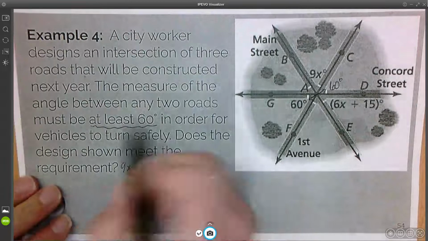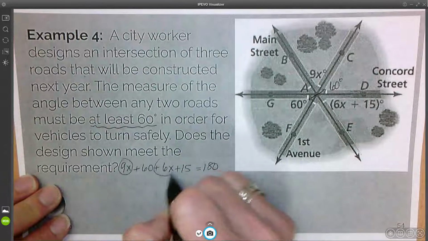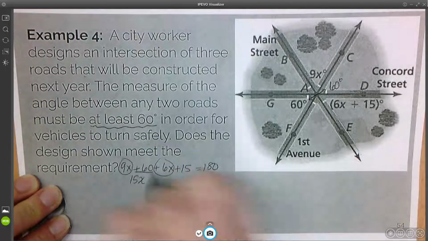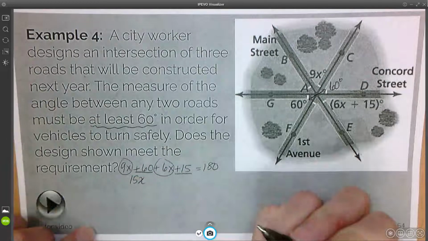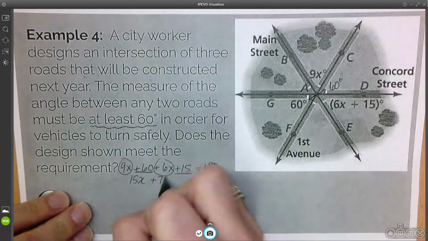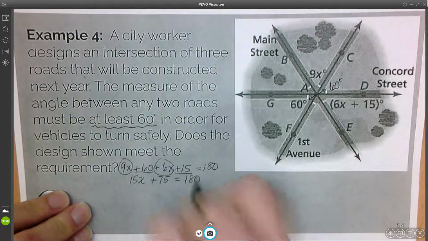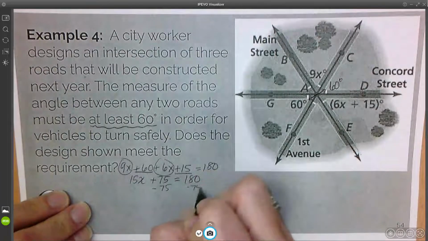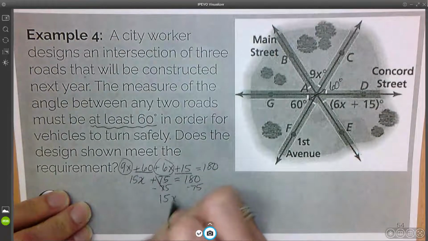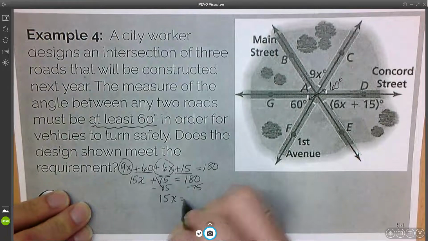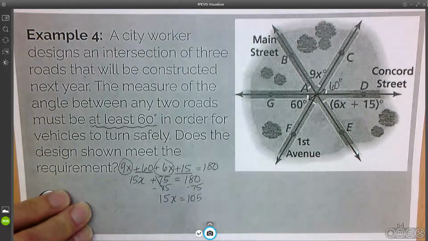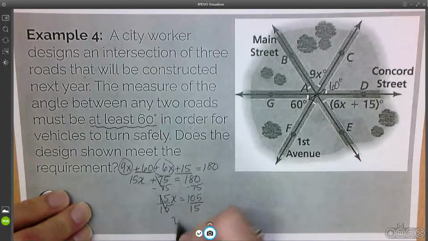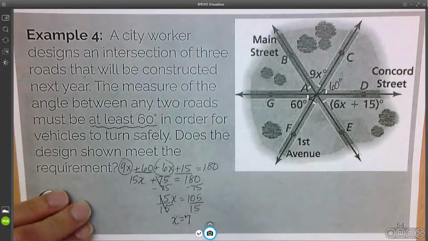So by putting these together, I can combine like terms. 9x plus 6x is 15x. Plus, 60 and 15 are like terms as well, so I'm going to put them together and get plus 75. And all that together equals 180. I remove the 75 from both sides, and I bring down what's left. 15x equals 105. And then to solve for x, I divide by 15. And I figure out that x equals 7.